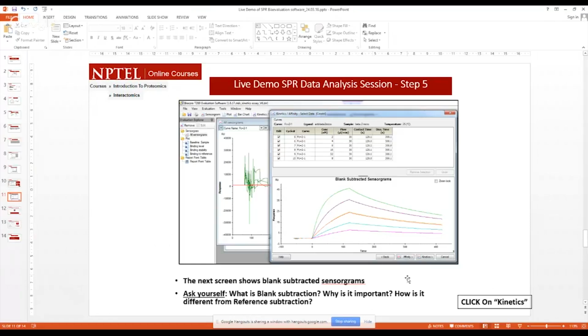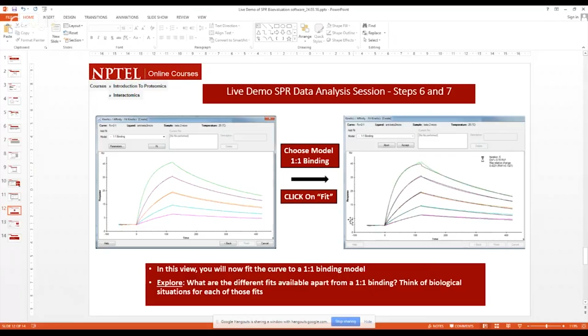Now, next you click on kinetics. Once you click on kinetics, this is the screen you will get. Here, you will now try to mathematically fit this. You choose a 1:1 binding model, and then you click on fit. Once you do that, this is the output you will see. It will go through many iterations and try to fit to each of these curves.